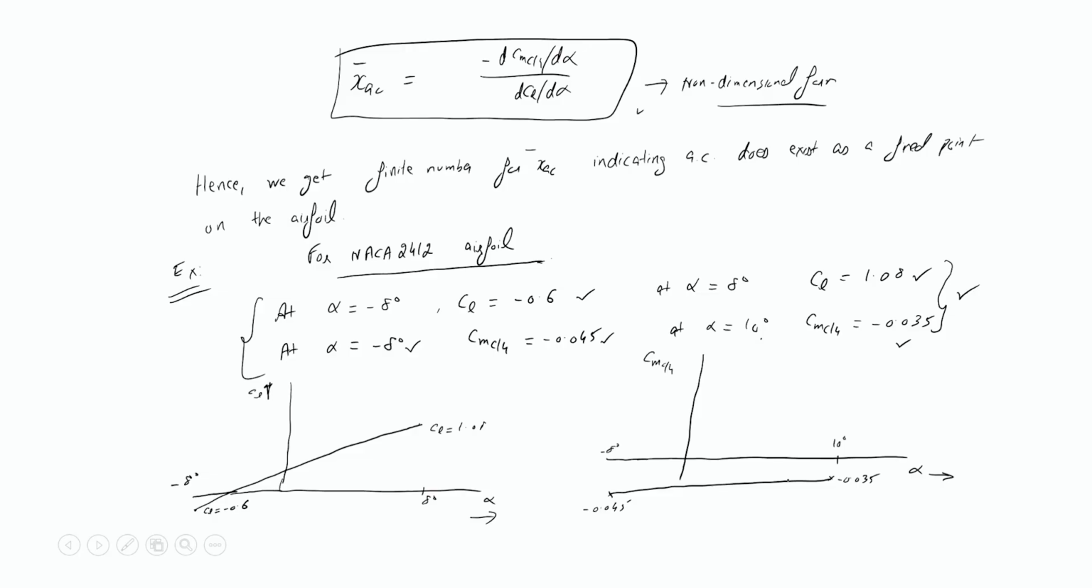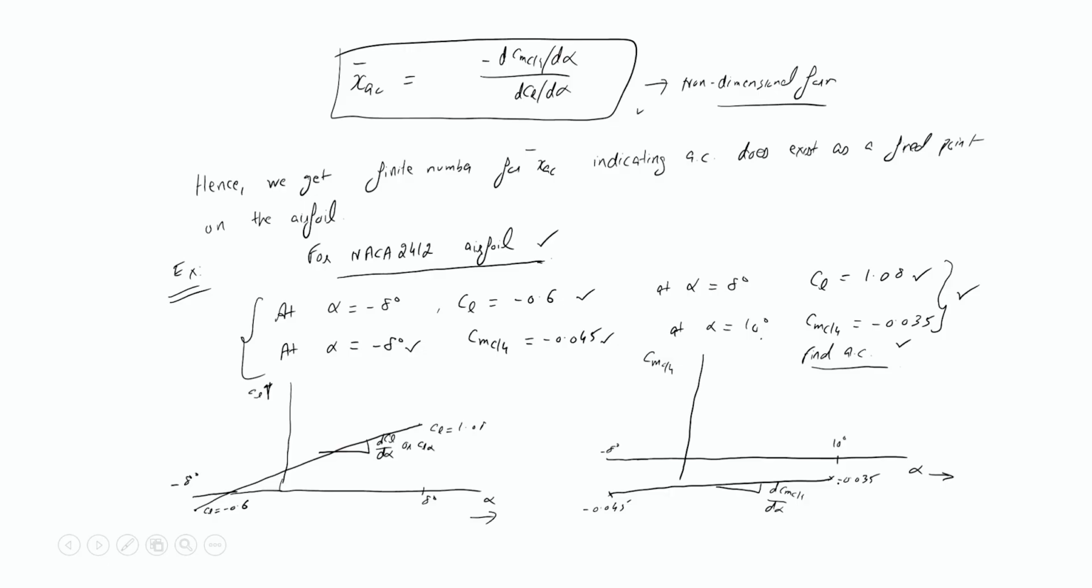The question is to find the aerodynamic center for this airfoil NACA 2412. Before finding the aerodynamic center, we need to find the slope of these two plots. So this is dCL by d alpha, or CL alpha. Similarly, this is dCM c/4 by d alpha. These are the slopes.